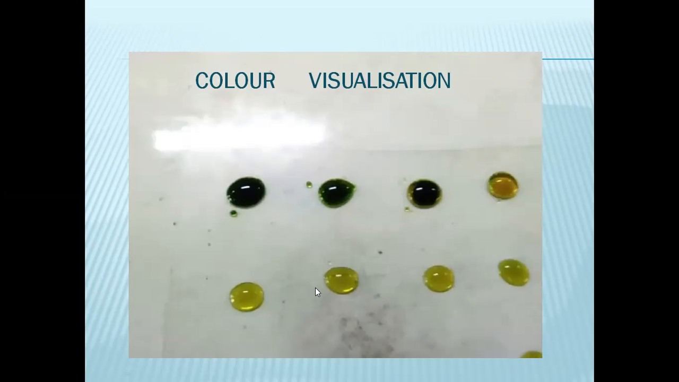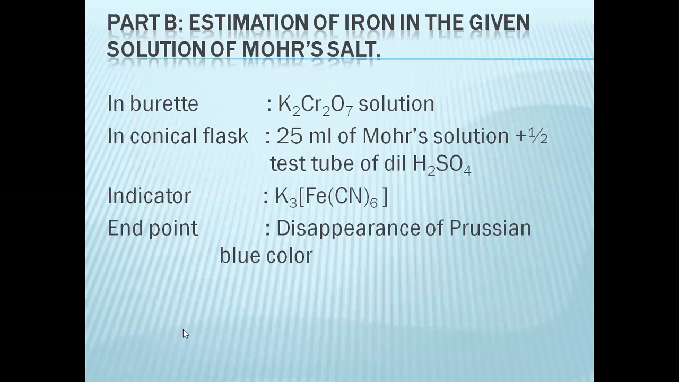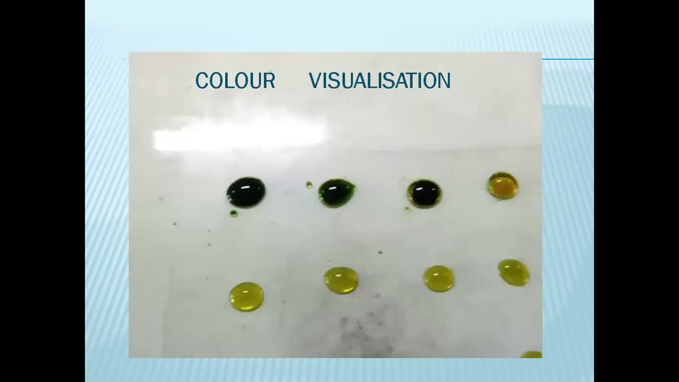First, as I told, in the conical flask you have to pipette out 25 ml of Mohr's salt solution, and you have to add half a test tube of dilute H2SO4, right? Next, in the burette you have to fill the K2Cr2O7 solution. Then the indicator, potassium ferricyanide: you have to take these droplets of potassium ferricyanide on a paraffin sheet, right?